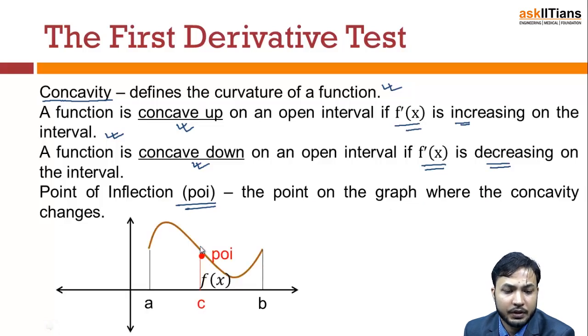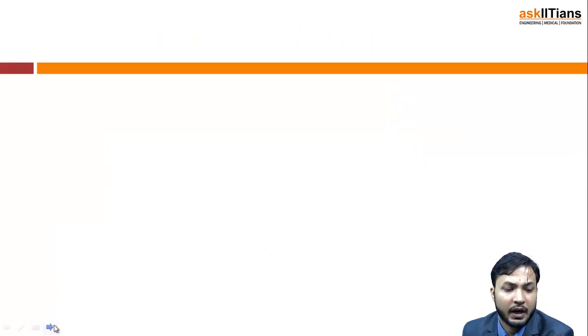Now, see over here, from this part onwards, it started changing. Up till this point, it was concave downwards, and from this part onwards, it becomes concave upwards. So this becomes my POI, the point of inflection.